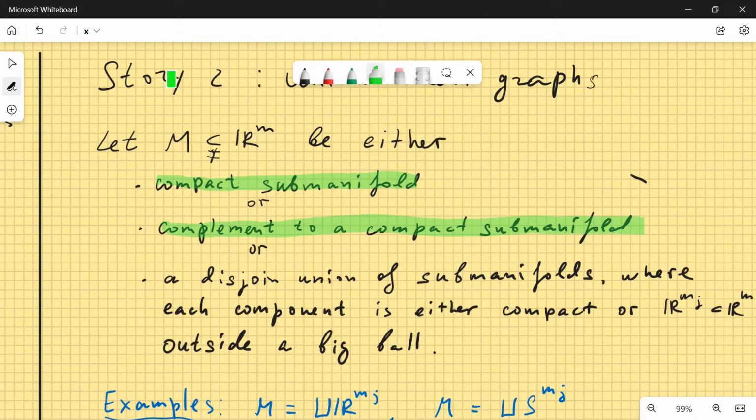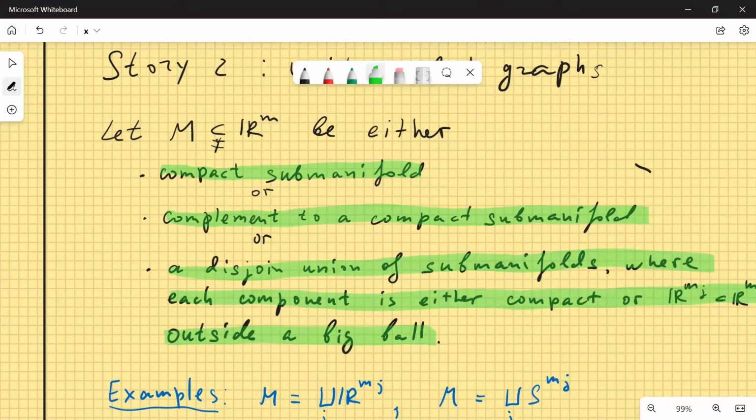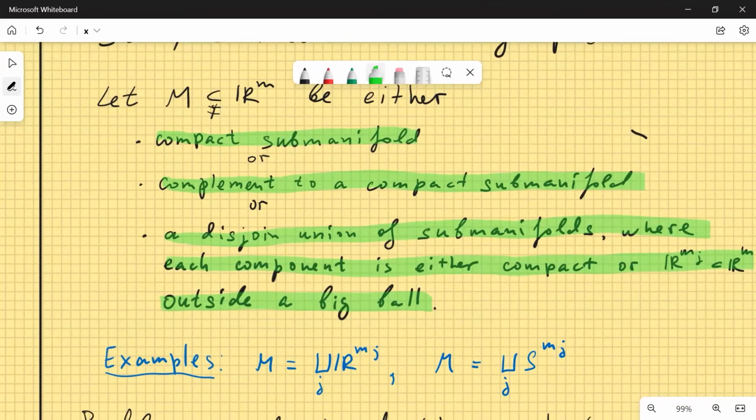Or another situation when we look at a disjoint union of submanifolds where each component is either compact or it's some subspace in R^m which should coincide with a subspace of a big ball. So it's either compact or the component goes to infinity as a Euclidean space. It's not necessarily the Euclidean space R^{m_j}, it can be some other submanifold, but outside the compact ball it's just R^{m_j}. And we allow components of different dimensions.